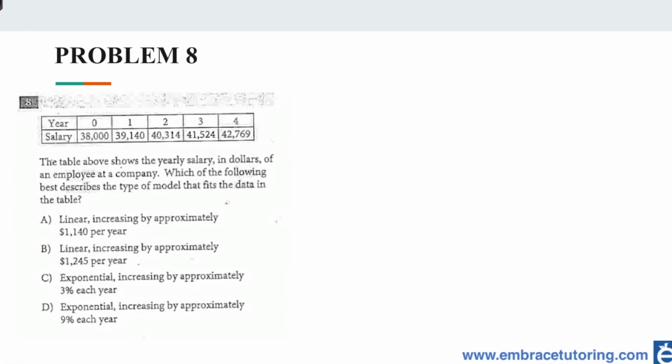Problem number 8 states, the table above shows the yearly salary in dollars of an employee at a company. Which of the following best describes the type of model that fits the data in the table? What you can quickly see based on the answer choices is that whenever they're referring to types of models, they're usually referring to linear, which is like y equals mx plus b, or exponential, which is usually increasing by some sort of percentage each year.